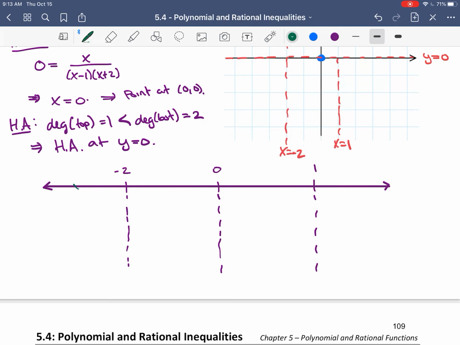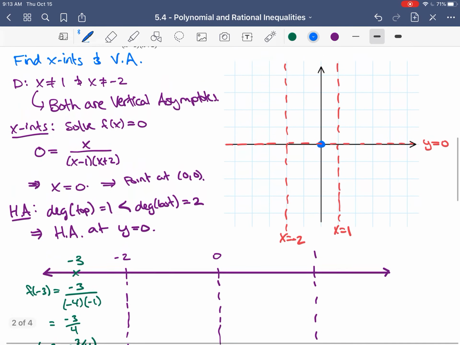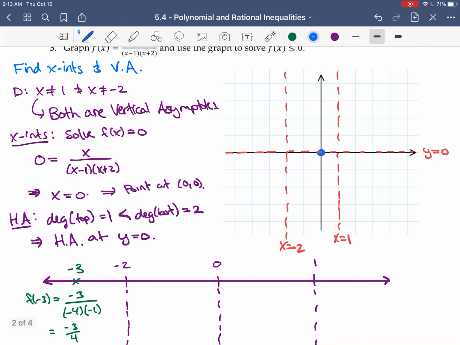Now I want to check something in between, so let's do maybe negative 3. So f of negative 3 is going to be negative 3 over negative 3 minus 1, which is negative 4, and negative 3 plus 2 is negative 1. So this is going to be negative 3 over positive 4. So we get a point at negative 3 over 4, and in this interval we're below the x-axis. So negative 3 is here, and negative 3/4 is around there.